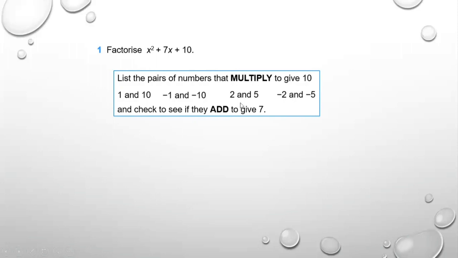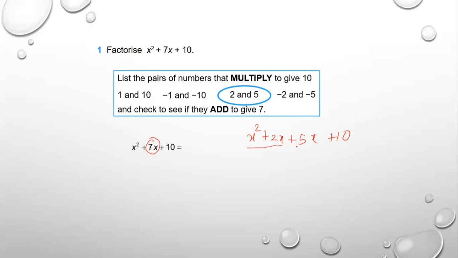Out of these, children, we have to check which of these I should choose so that I get the sum as the middle term, which is 7. So yes, when I add 2 plus 5, I get 7. Now we are going to split this 7x into 2x and 5x. So we expand it and we write x square, and instead of 7x, we now write 2x plus 5x and plus 10. So this expression and the earlier expression are one and the same. What we have done is split the middle term 7x as 2x plus 5x.